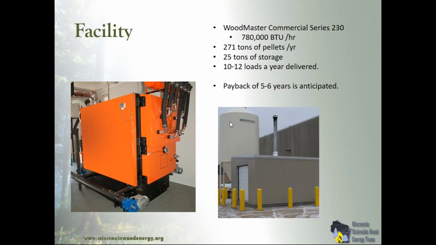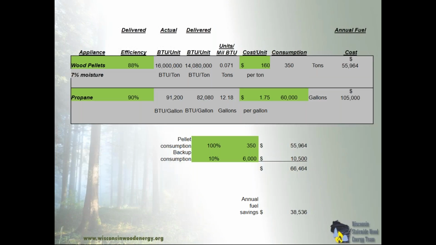So here's their bin for storage and the building to house the boiler. This shows some of the particulars on that. It was an 88% efficient boiler. They had propane, which is 90%. When this was done, they were paying $160 per ton for wood pellets. So they had a cost savings of about $38,000 a year.